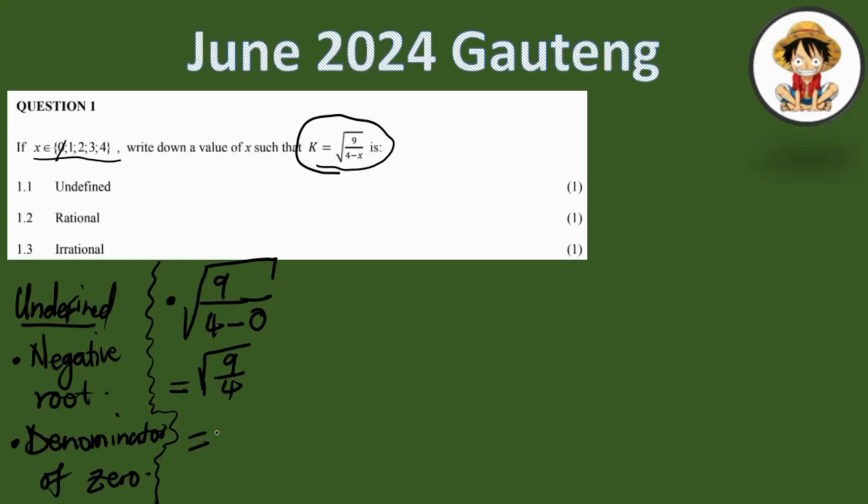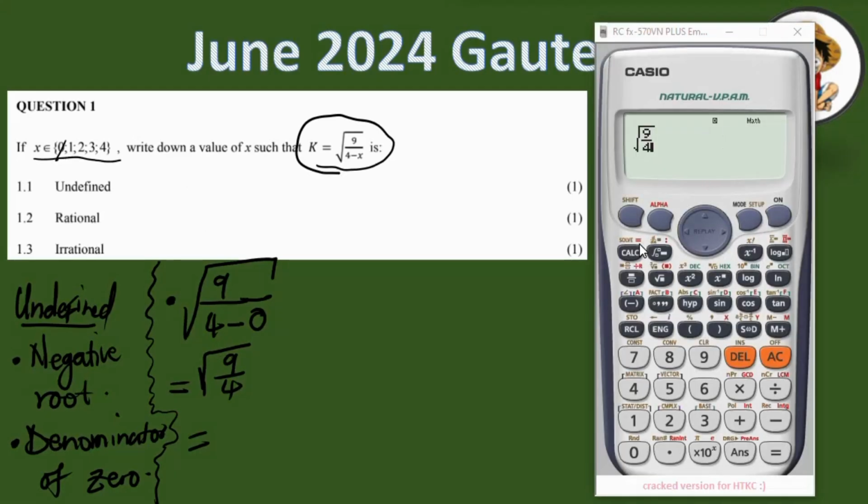Now let me tell you something. A situation like this, I know you're going to make mistakes. Please take out your calculator and try to solve this with a calculator. So I've put that on a calculator. As you see, guys, I'm not ashamed to use a calculator. The square root of 9 over 4. I put my equal sign there.